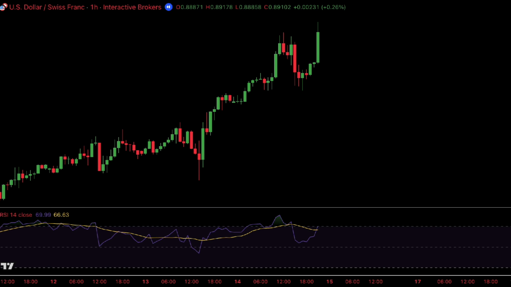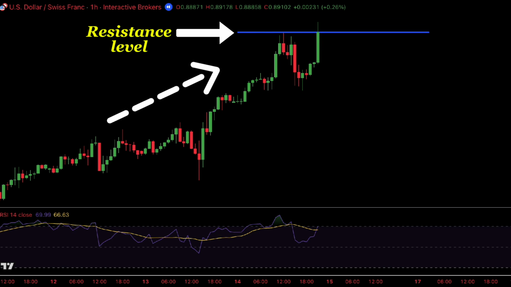This is the US dollar versus the Swiss franc on the 1-hour chart. As you can see, the market is in a clear uptrend. We also have a well-defined resistance level that price has been respecting. Now, look at what happens next. Price breaks above the resistance level but quickly reverses and closes back below it. This is a classic liquidity sweep, where the market traps breakout buyers before reversing to the downside.